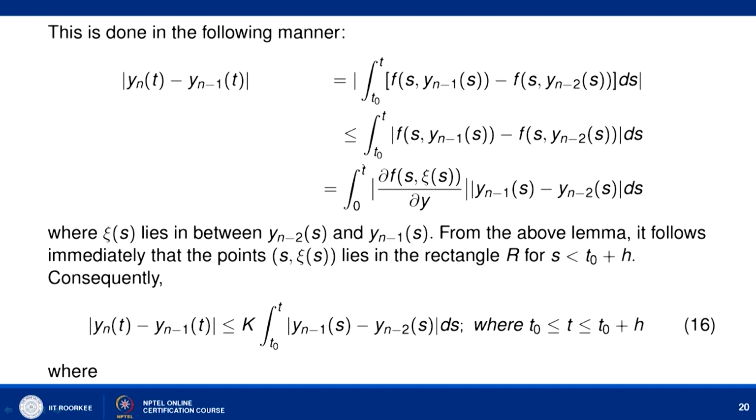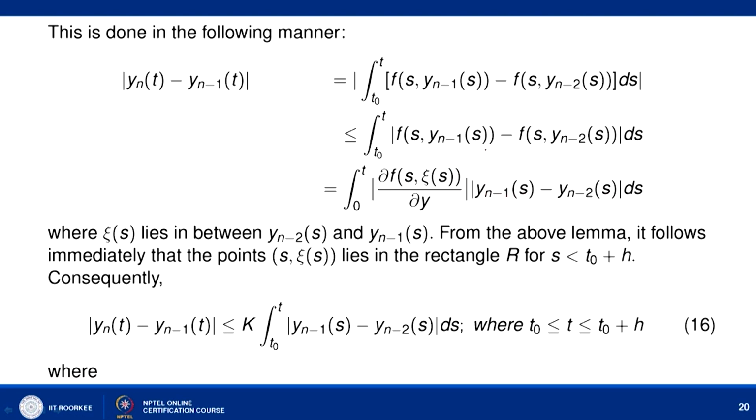And this is further less than the integral from T naught to T of the modulus of f(s, yn-1(s)) minus f(s, yn-2(s)) ds. Now, here we can apply either the Lipschitz condition or the mean value theorem, such that this is going to be less than or equal to the modulus of del f by del y at some point (s, xi(s)) into the modulus of yn-1(s) minus yn-2(s).